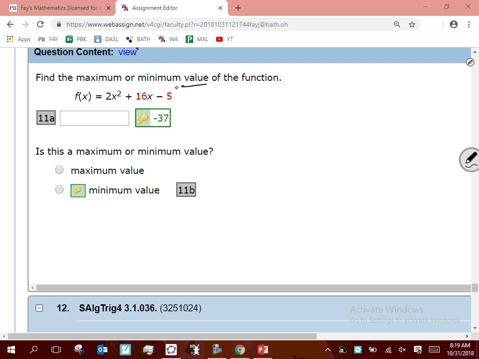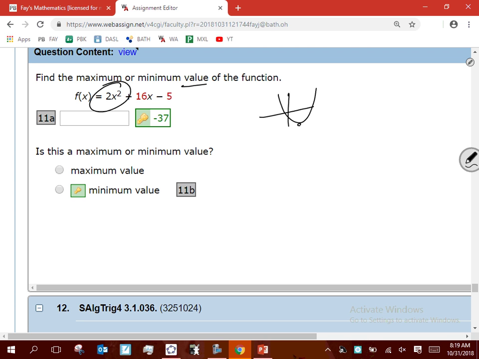Now this is a parabola, okay, and that leading term is positive, so this parabola is going to be concave up. So it's going to be a maximum, correct? Oh, sorry, minimum. It's going to be a minimum, right? Does that make sense, everybody? So we can select that right away.